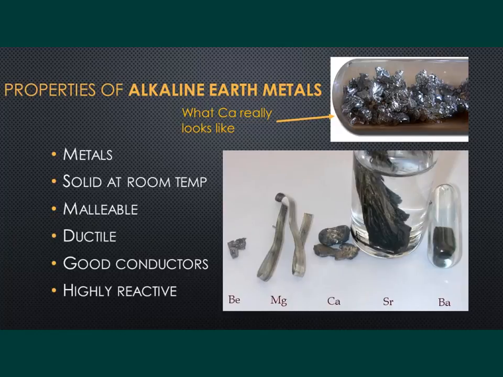Here are some examples of the alkaline earth metals. They are metals. All of them are metals. They're solid at room temperature. They have properties of metals. They're malleable, ductile, good conductors, and these guys are also highly reactive. You can tell how highly reactive they are because you can see them being kept in water or mineral oil. It's hard to tell. Probably not water. And this one is being kept in, I think, probably argon gas in there to keep it from oxidizing and crusting over.